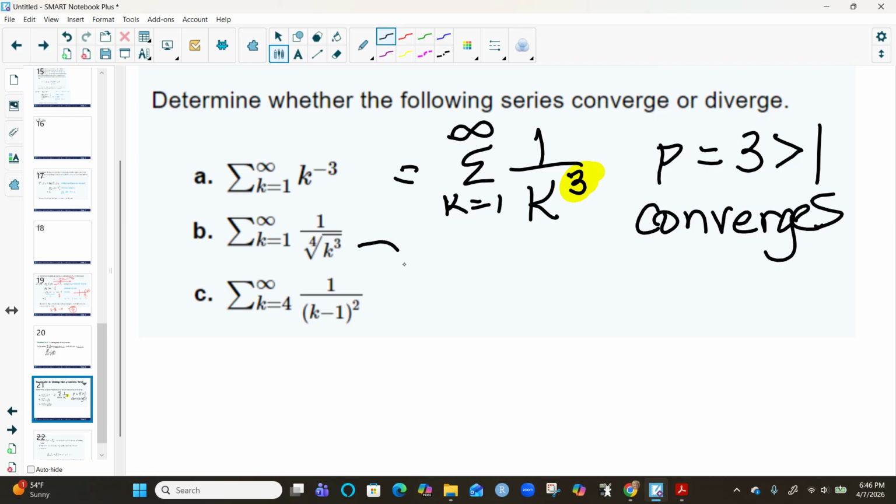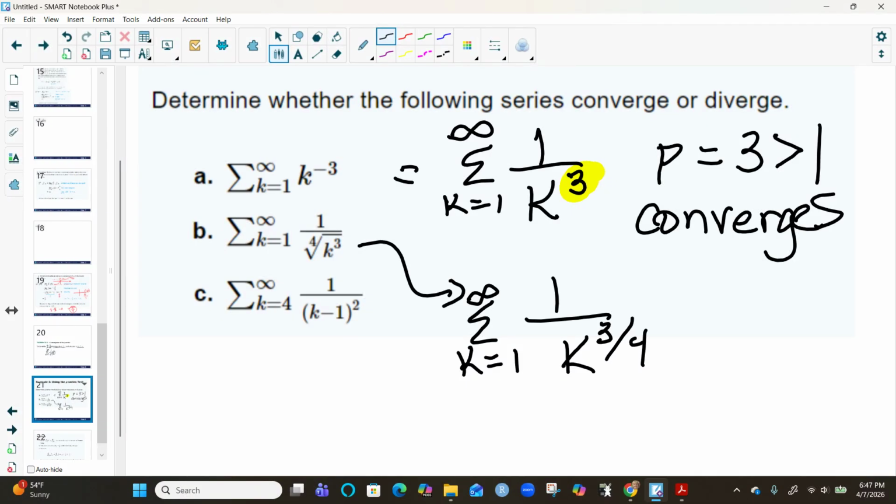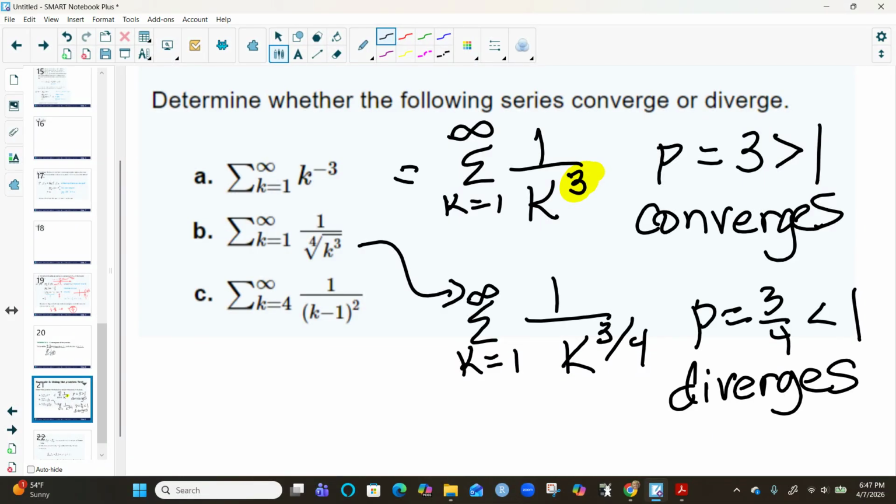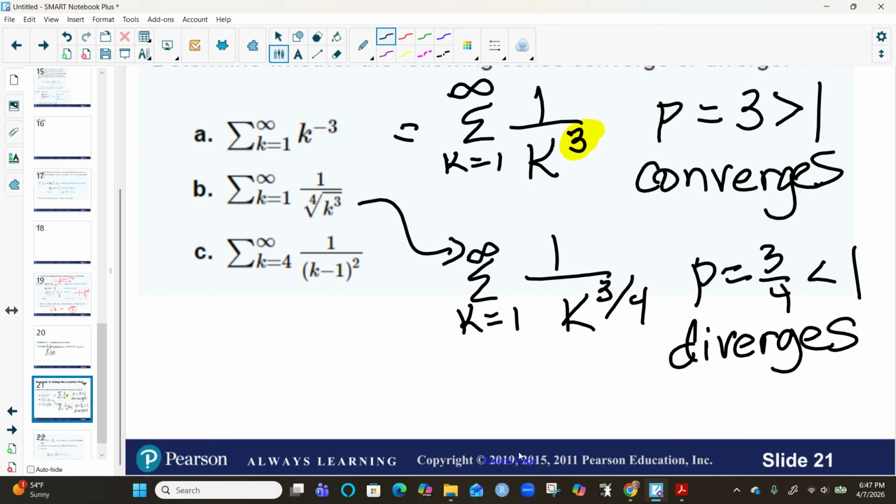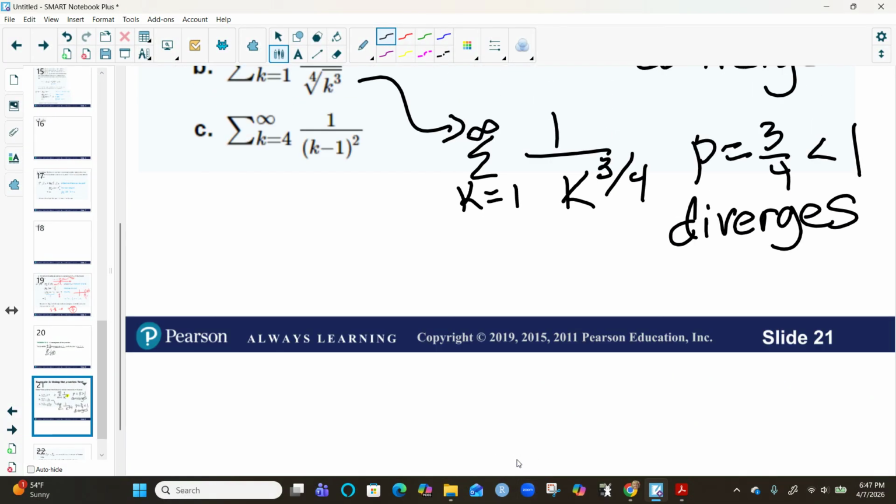I'm going to write b a little differently. Let's see, that's going to be k to the 3 over 4. Remember how to handle your rational exponents. Your p-value is 3 over 4, which is less than 1. So this diverges. It's literally that simple. Okay, now this last one doesn't look like a p-value at all. I mean, kind of does.